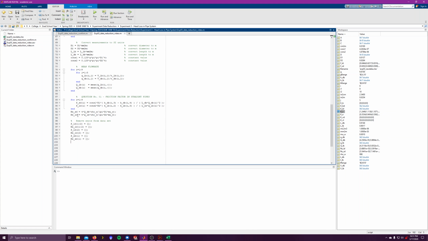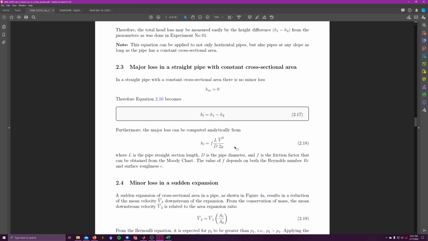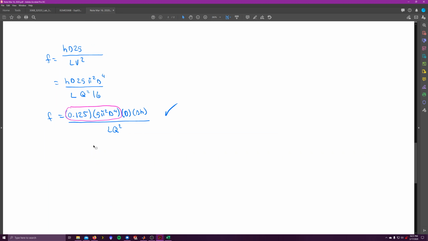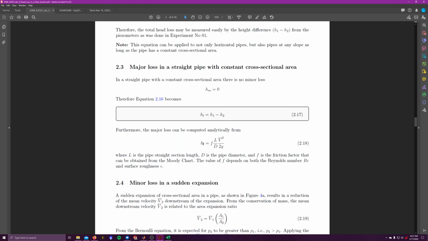Okay, so what we have here is we're looking for the friction factor in the straight pipe. For this, we're going to be using this formula. I'll show it here. We're basically just going to solve for the friction factor, so F equals this major loss divided by all of this right here. So we're going to plug that in. Now if you take a look at the code, I have this constant value again. An easier way to see this is if I go to this note. Here is the friction factor that we're trying to solve for, from this equation right here.